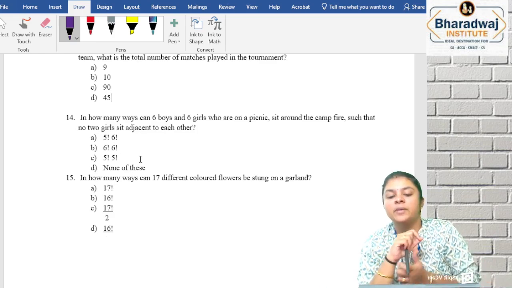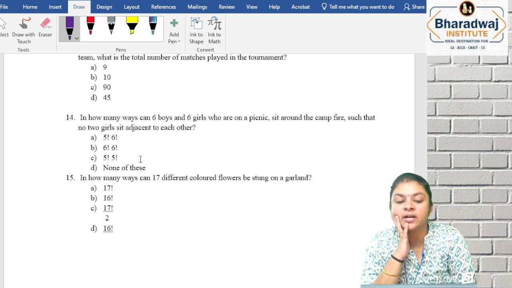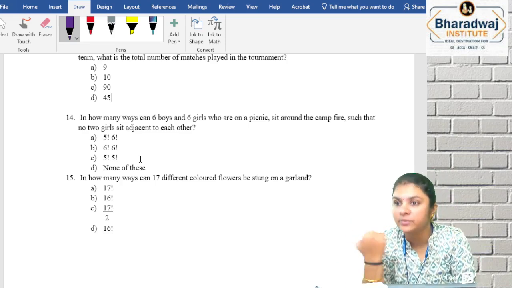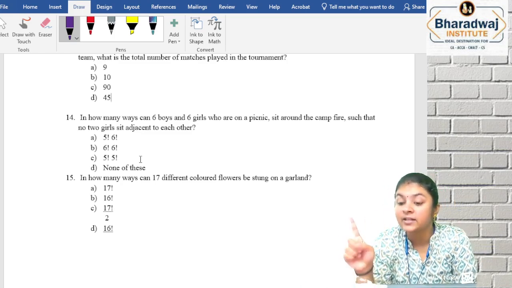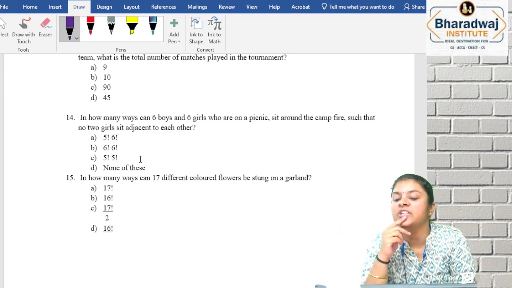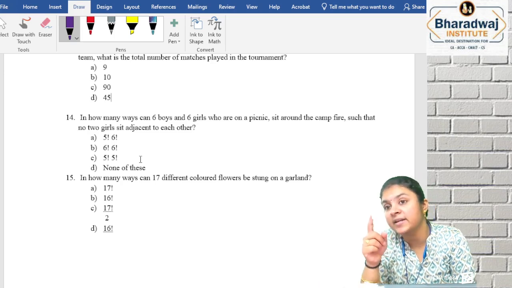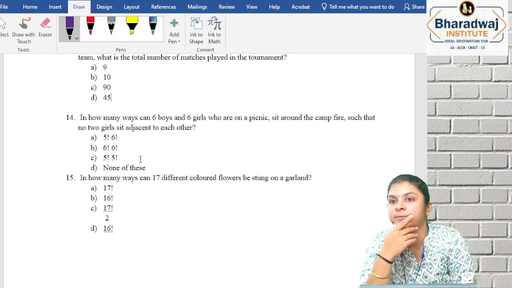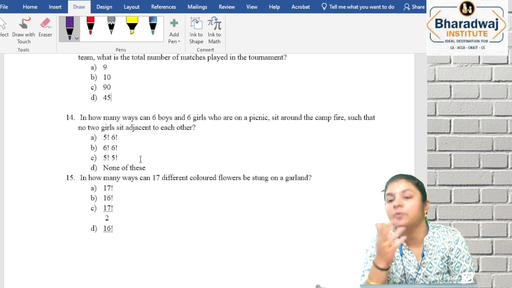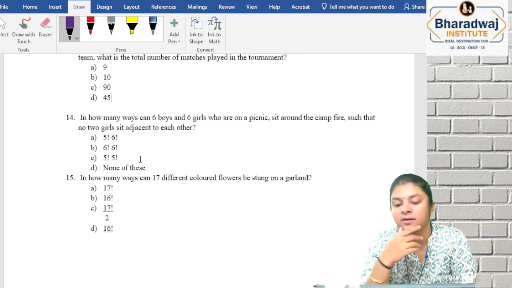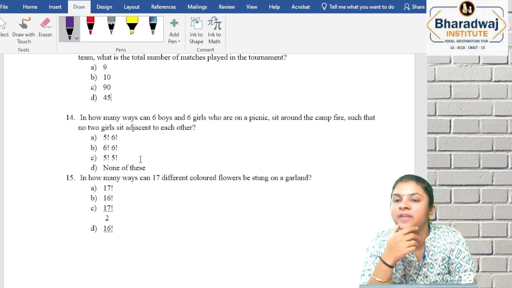14th one. How many ways can 6 boys and 6 girls who are on a picnic sit around a campfire, arranged such that no 2 girls sit adjacent to each other? N-1 factorial is when it is a straight arrangement. This is circular arrangement. N-1 factorial by 2 for the garland type. But they are saying no 2 girls sit together.